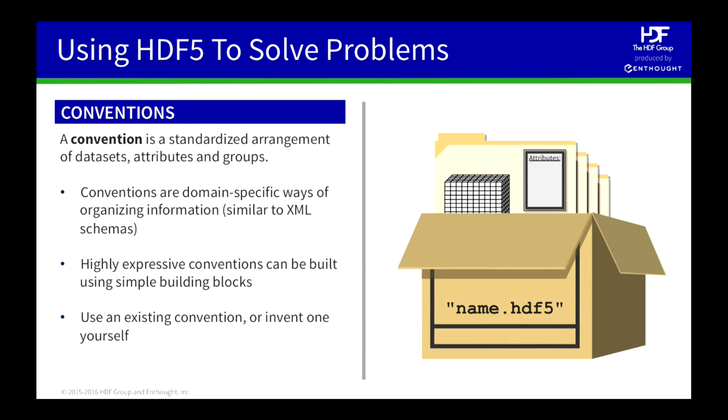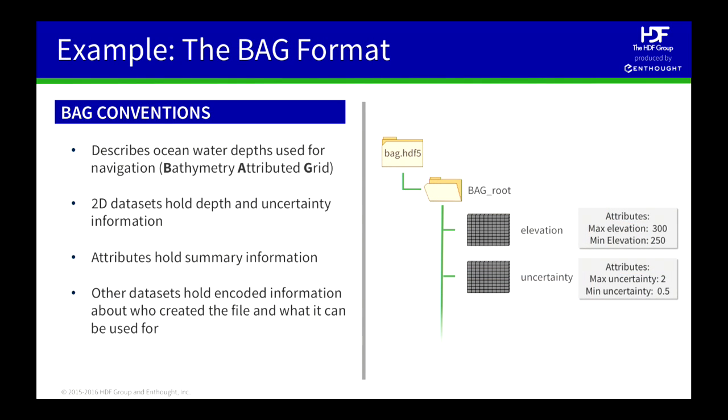Let's talk about how people use these HDF5 building blocks to solve problems in the real world. In the HDF5 world, conventions are a standardized arrangement of groups, datasets, and attributes that are used to solve a domain-specific problem. Here's an example. BAG is used by the ocean science and navigation communities to describe ocean water depths. So, a BAG file holds 2D datasets that represent the depth and uncertainty of the depth over a particular area of the sea. In addition to that data, attributes are used to hold information summarizing the full range of values. And other datasets in the file hold information about who created the file and how it can be used.